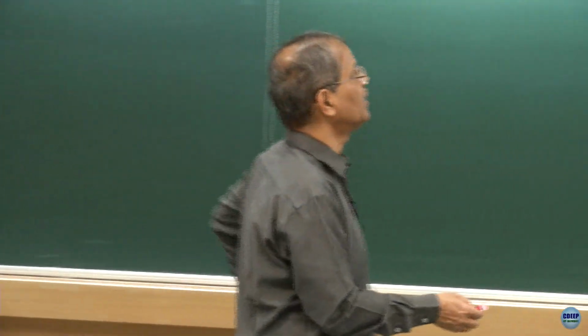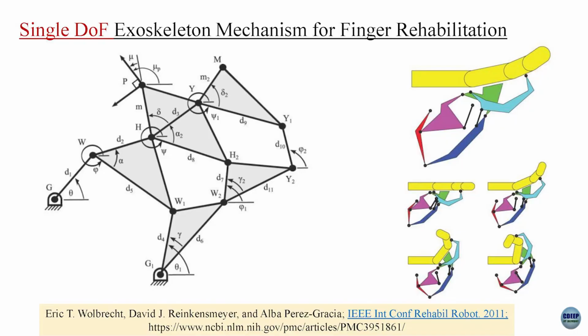What it shows here is that this is one link, this is another link, this triangular piece. There are revolute joints on this link at 3 positions. It is connected to this link, this other link, this link, and so on and so forth. Okay. So, what were they trying to do? As you can see from the title I have put here, it is an exoskeleton mechanism for finger rehabilitation.